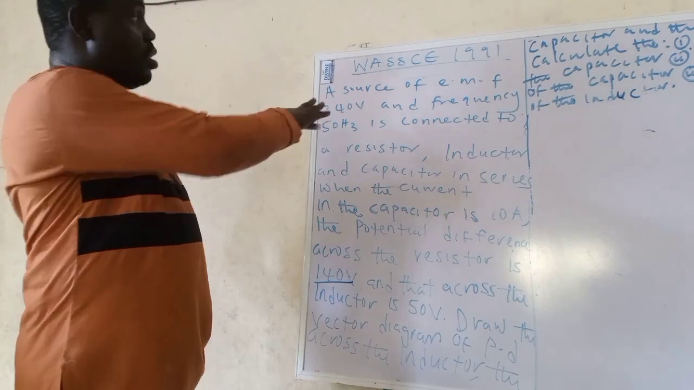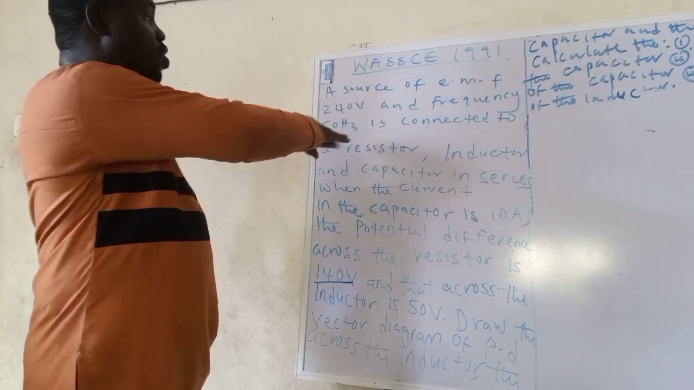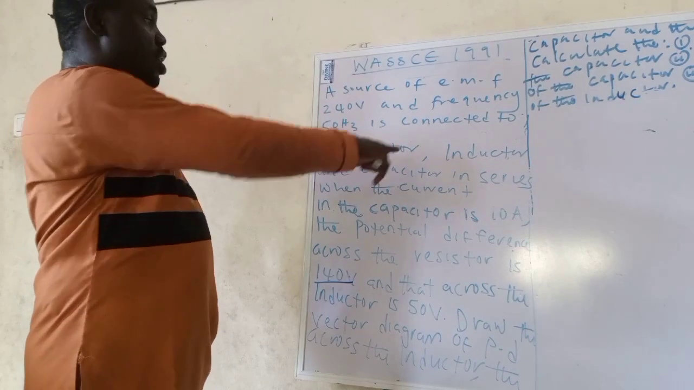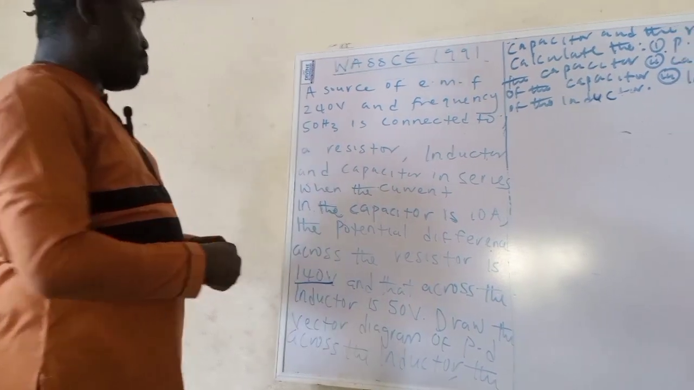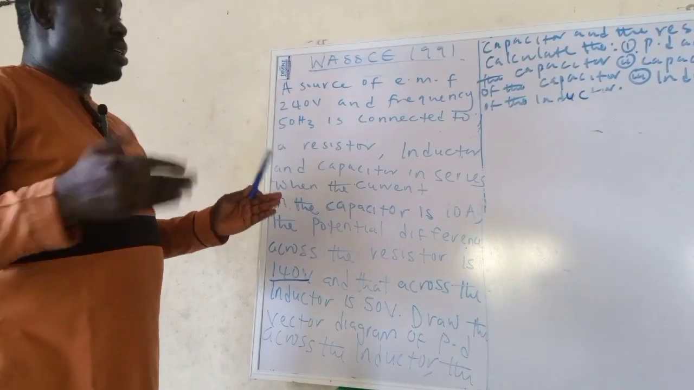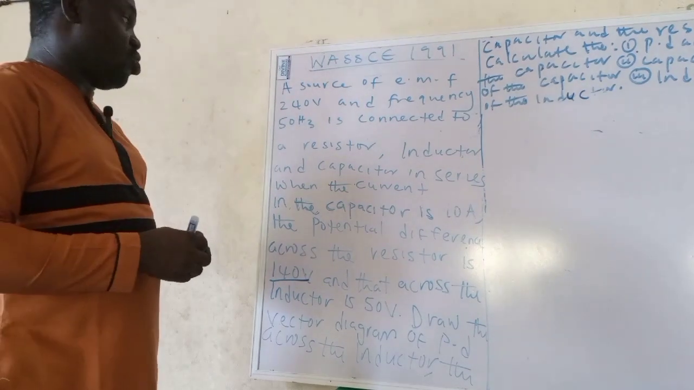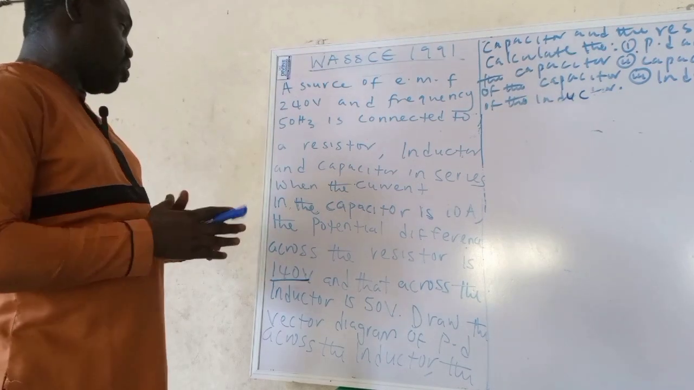Now, here's the question. A source of EMF 240 volts and frequency of this is connected to a resistor, inductor, and capacitor in series. Please, it's important you understand this word. It's in series. It means that the same current is running through the three of them. The same current is running through the circuit.